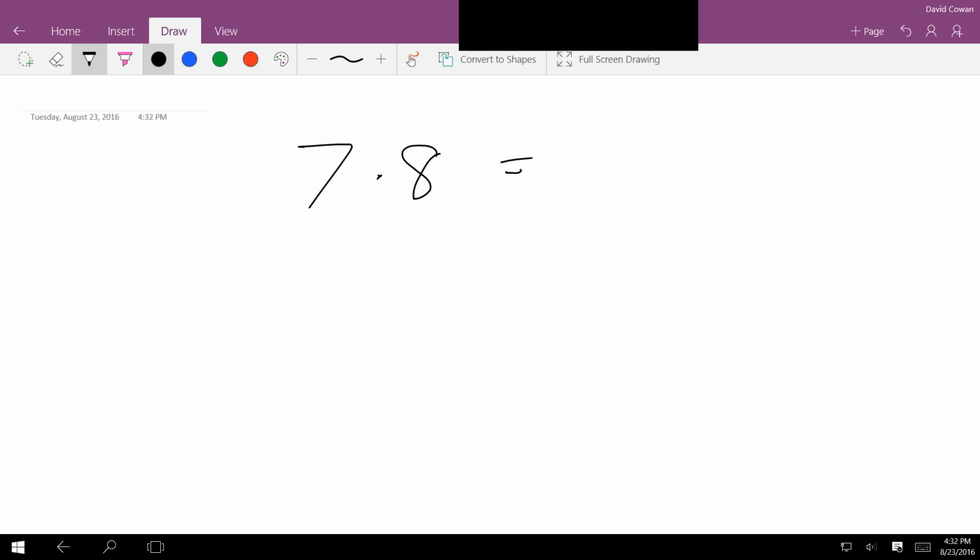Seven times 8. These are the hardest times tables, your 7s and your 8s and your 6s. The 9s are easy, the 5s are easy. Oh, it's 56, right? Because 8 times 8 is 64, minus 8 is 56. Okay.